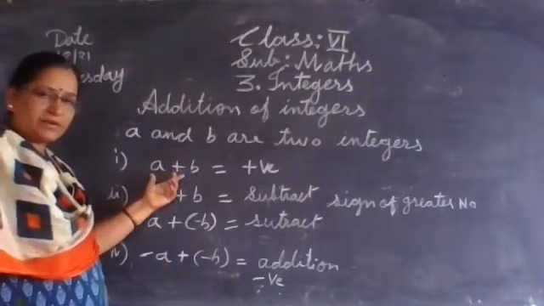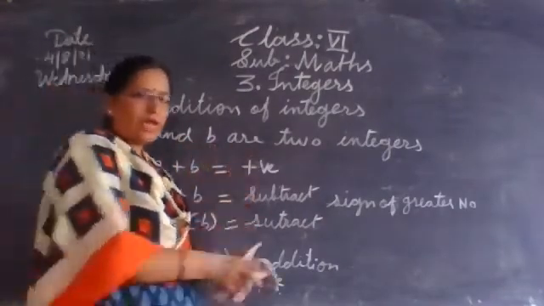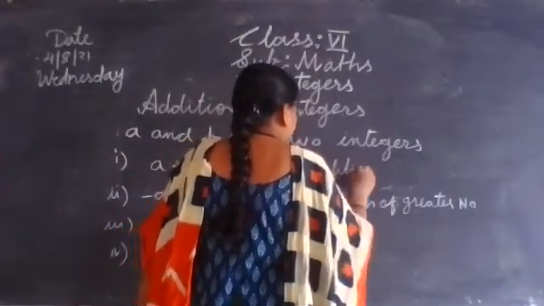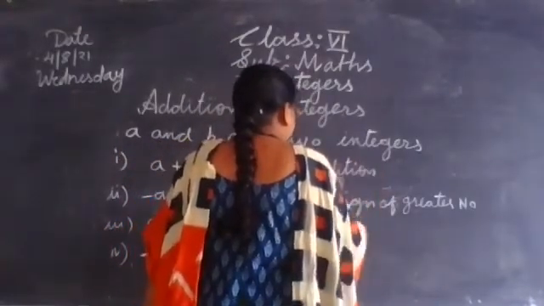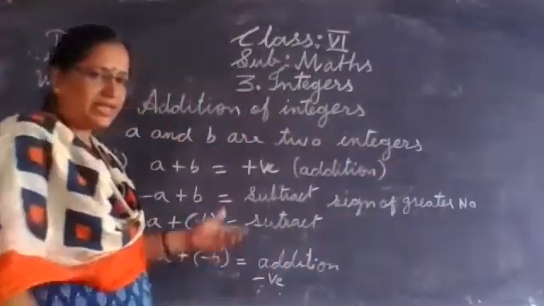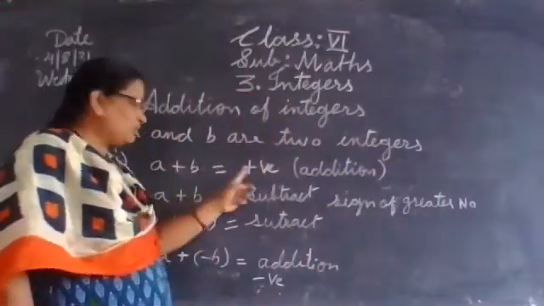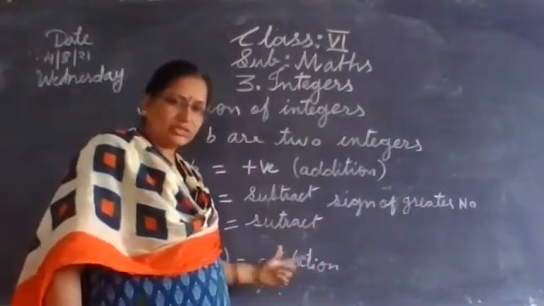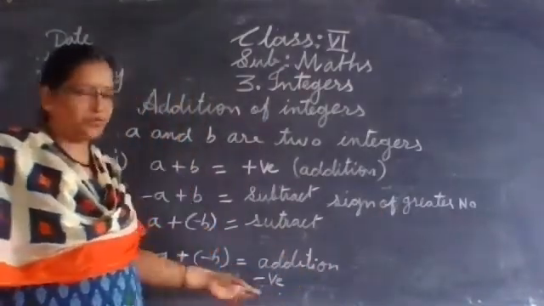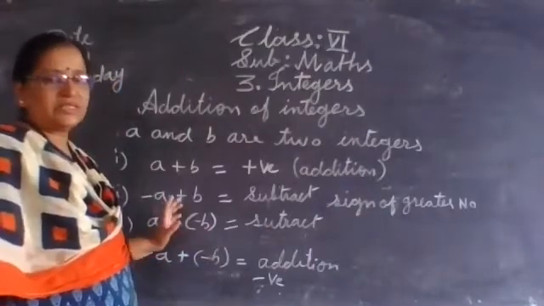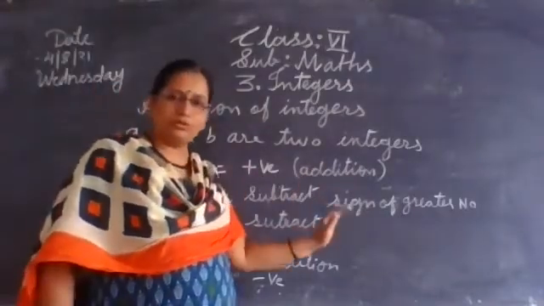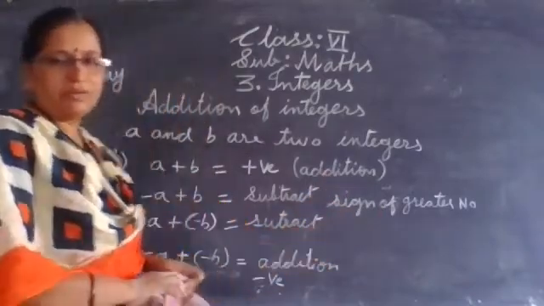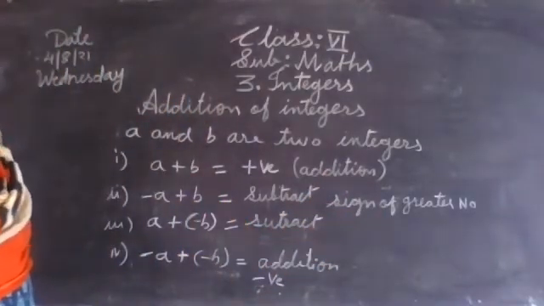When both the integers are positive, you have to add. Addition करना है and sign is of positive. When both the integers are negative, again you have to do the addition, but sign is of negative. But if one of the integers is negative, so always you have to do the subtraction, but put the sign of the greater number. Got it, beta? So let's see some examples on this.